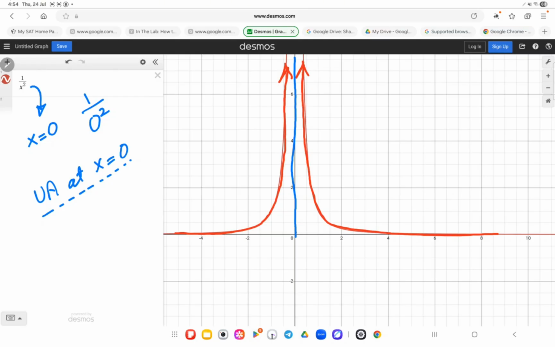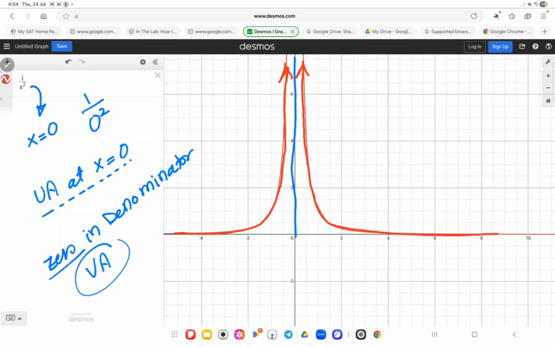So, anytime you end up with a 0 in the denominator, you essentially end up with a vertical asymptote. For example, if I have 1 over x minus 3, what number will make that denominator 0? What number, if I put for the x, will make the bottom of the equation 0? 3. Exactly. Vertical asymptote at x equals 3.